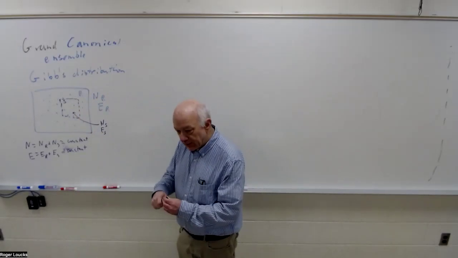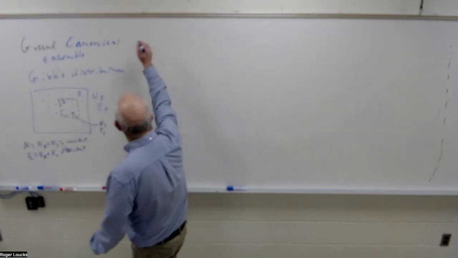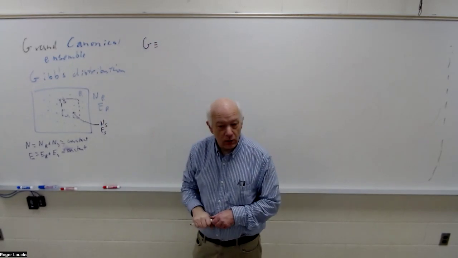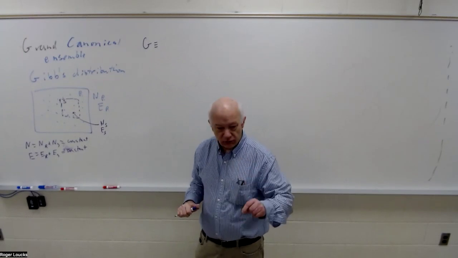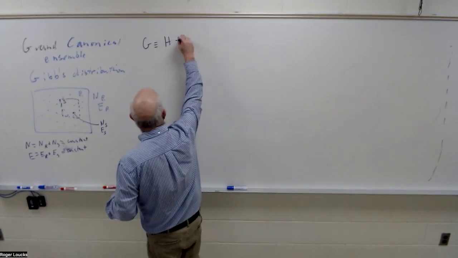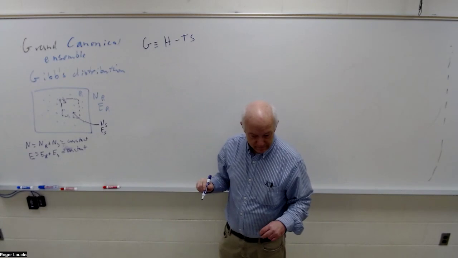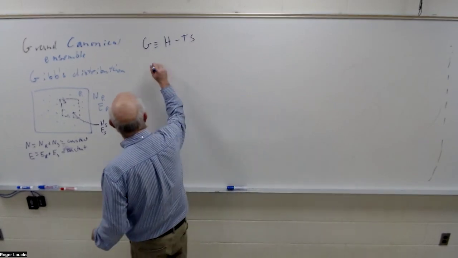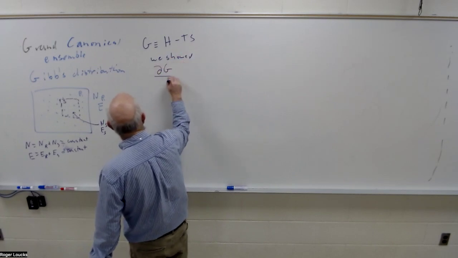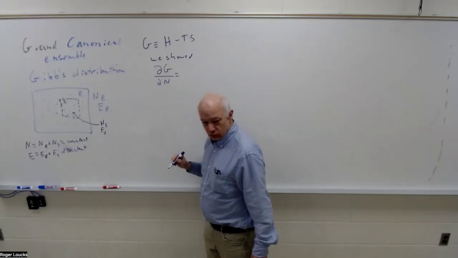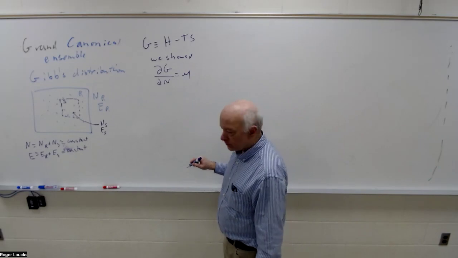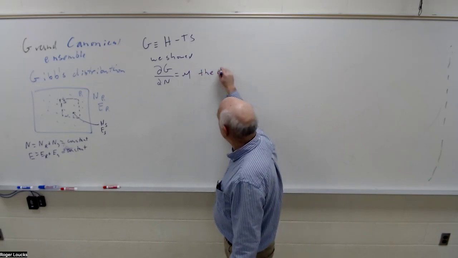Okay, so we started something last time. Last time we had our Gibbs free energy, and that's a Legendre transformation. And how do we define it? That's H minus TS. If you remember what we did, we showed that the partial of G with respect to N is equal to mu. And mu is by definition the chemical potential.